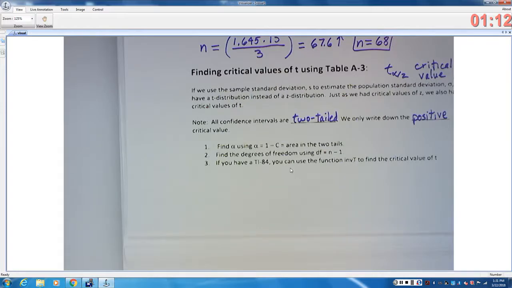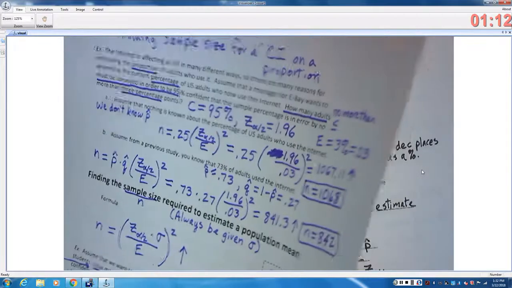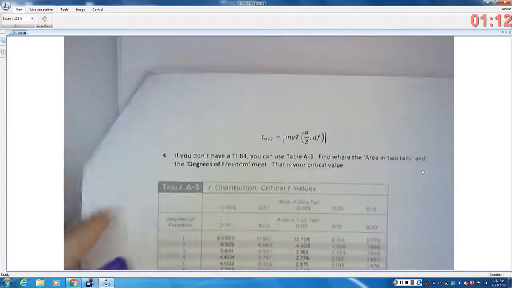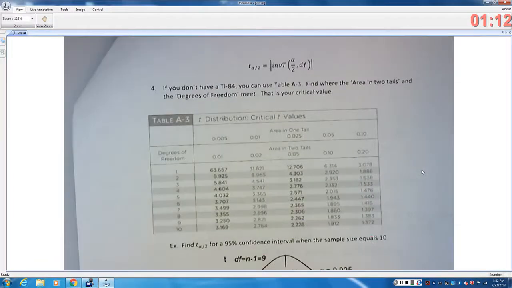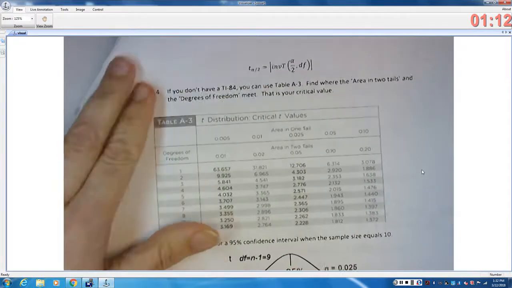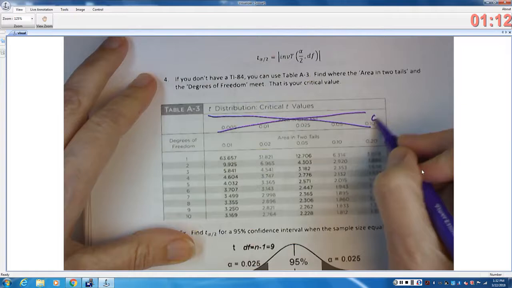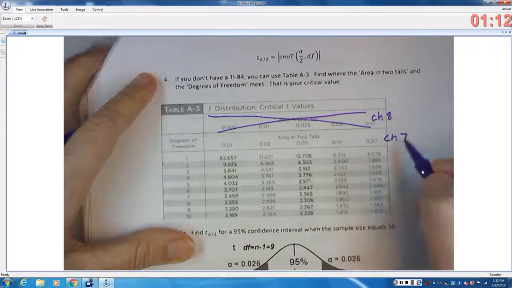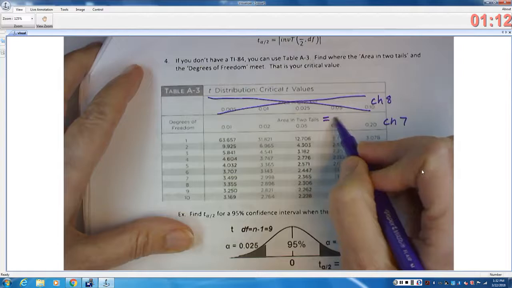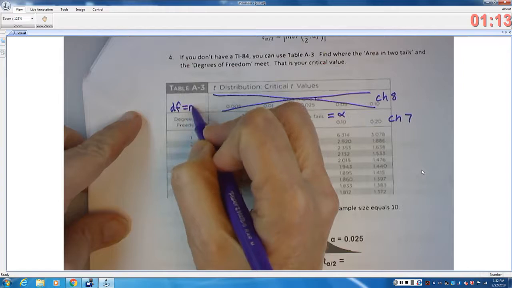And then if you have a TI-84, you can use inverse T under distributions to find that, but I don't. Well, maybe I do have it on mine, but not on the computer. If you don't have an 84, you can use this table, which I'll give you with the test. And for confidence intervals, they're always two-tailed, so we won't be doing this stuff until chapter 8. This is chapter 7. We have the area in two tails, that's alpha. We have degrees of freedom over here, that's degrees of freedom equals n minus 1.